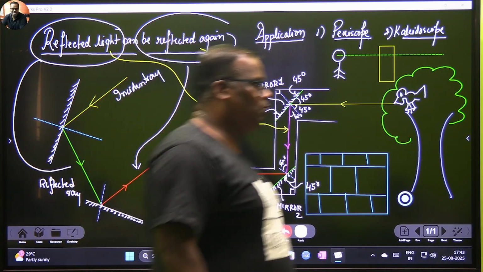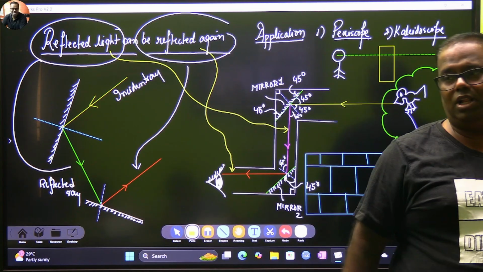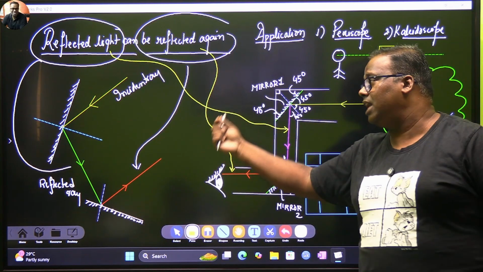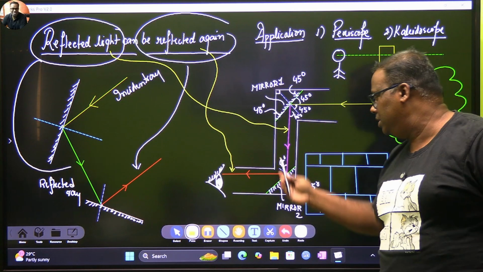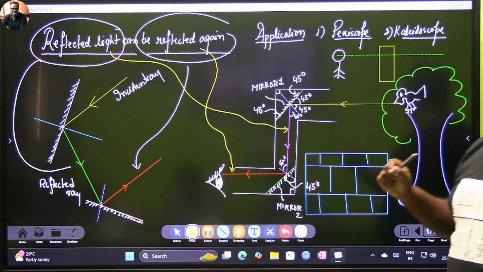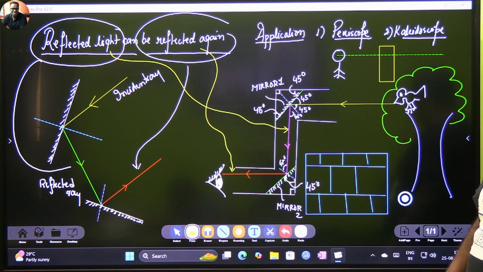So have you understood what is a periscope? A periscope works on the principle that reflected light can be reflected again. A periscope typically has two mirrors. What is important is both the mirrors are at 45 degrees with the horizontal.